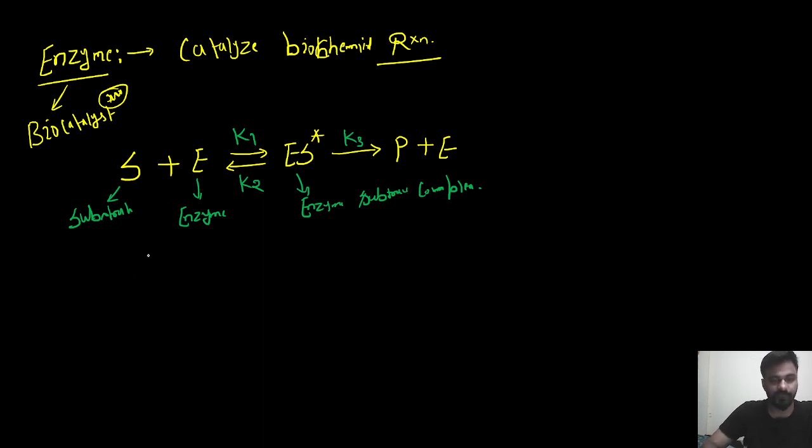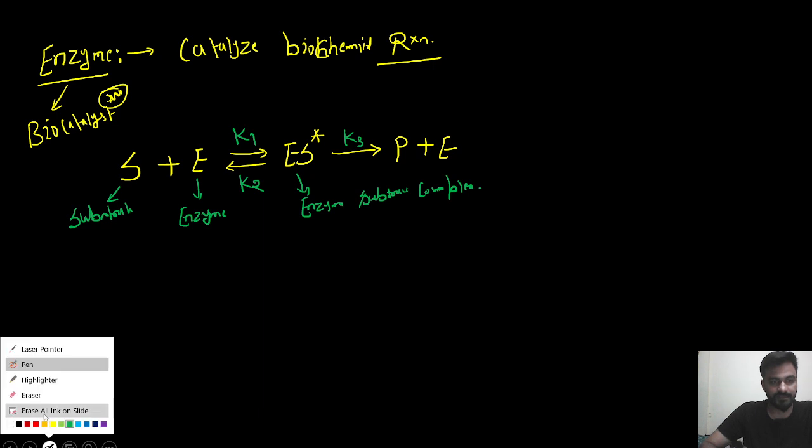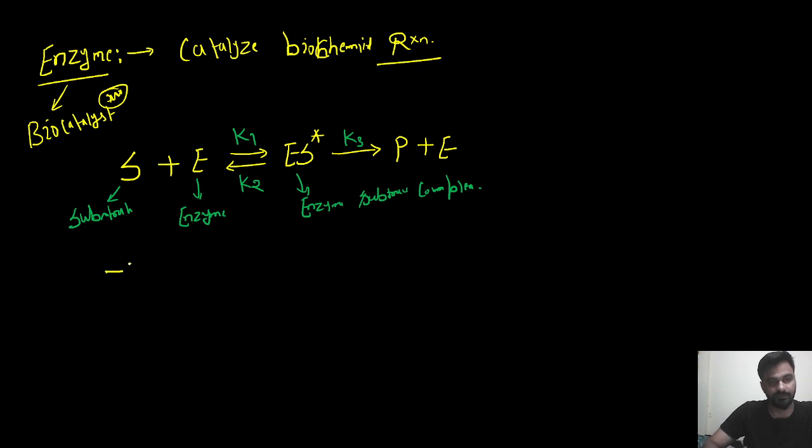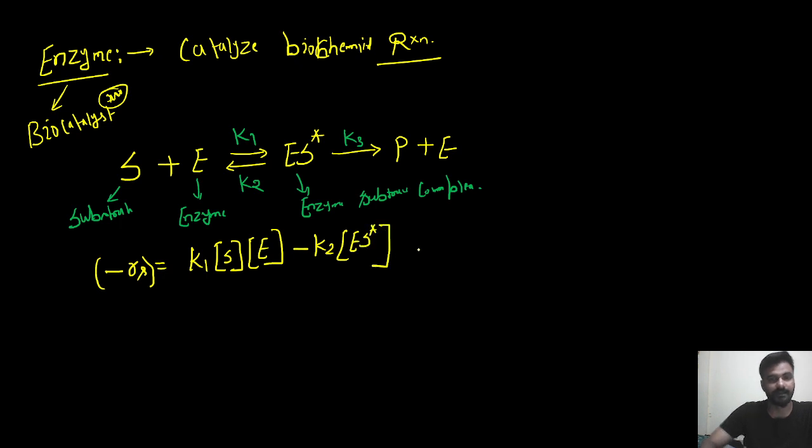It's very important. Now, from the basics of chemical reaction engineering, we all know the rate of reaction. S is reacting with E and forming the enzyme substrate complex. So I am writing the rate of dissociation of S, that is, the rate of reaction in terms of S, equals K1 concentration of S and concentration of E, right? And it is also getting formed by the reversible reaction, minus K2 concentration of ES star, right? I'm assuming that is equation first.